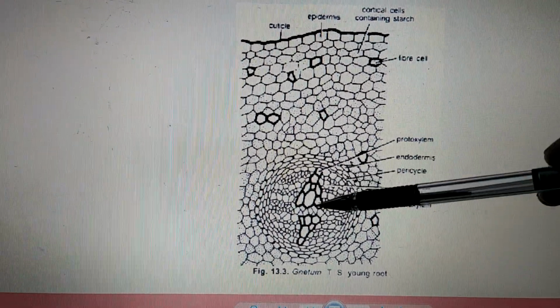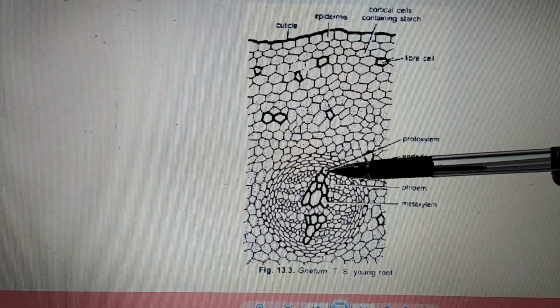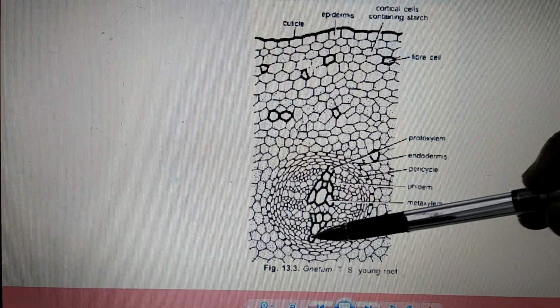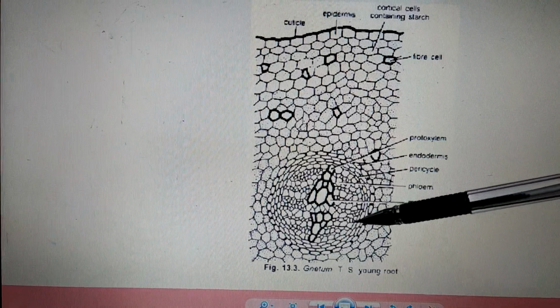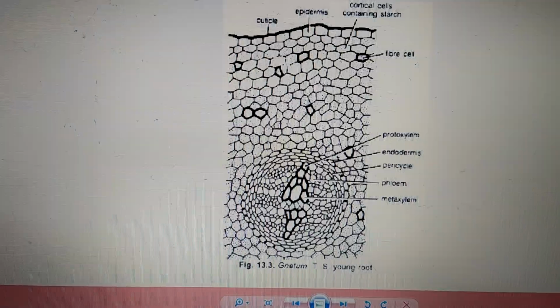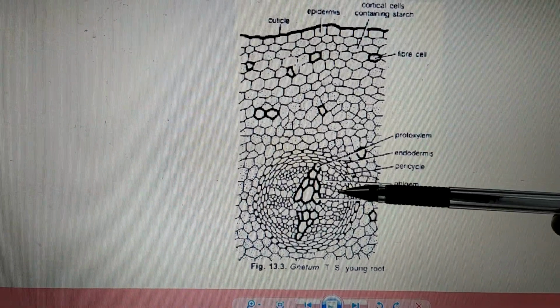Diarch is nothing but when the xylem is present in two groups. Di is two. When xylem is present in two groups, it will be diarch. If it is in three, it will be triarch, tetrarch, pentarch likewise. Here it is diarch and exarch.